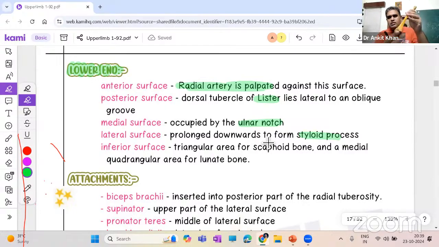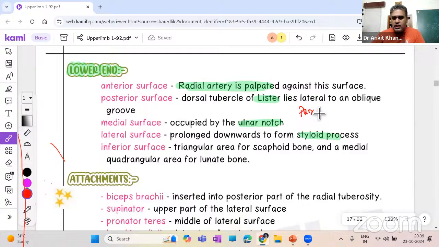Okay, try to understand. This is the lateral styloid process, and this is the lower surface or the inferior surface of the lower end of radius. So which carpals will come and attach over here is another question. There are 8 carpals, so the proximal row carpals will come and attach over here.